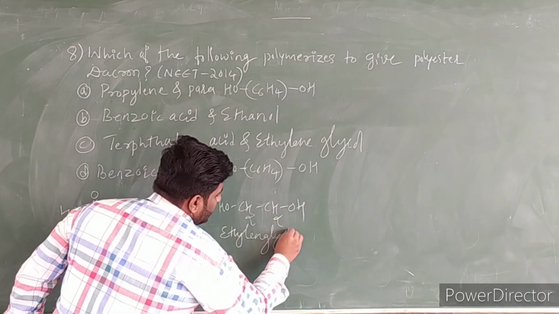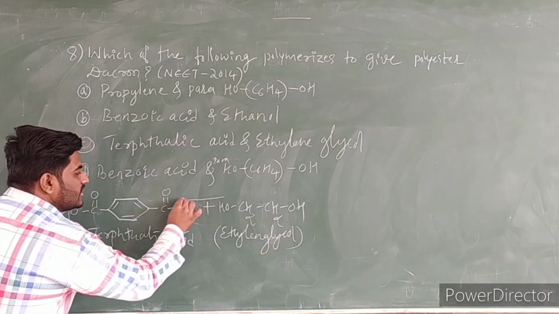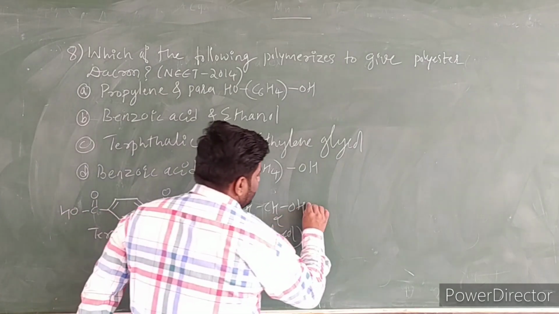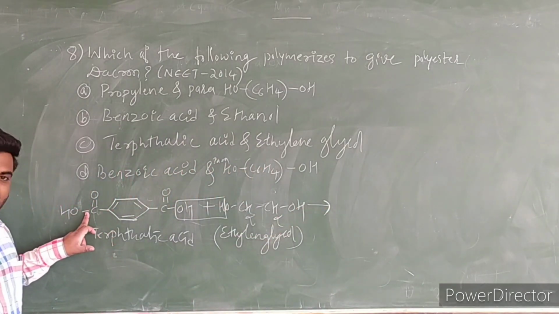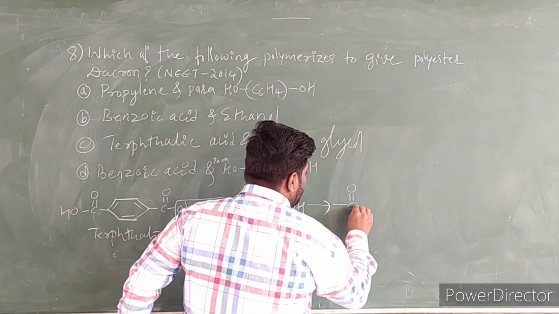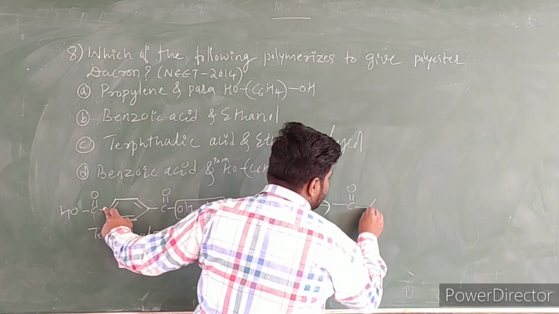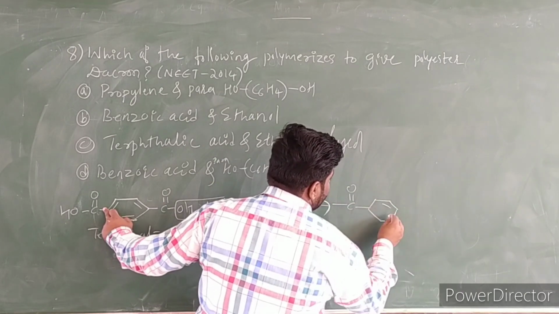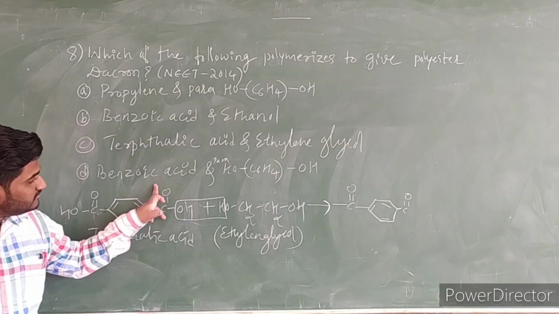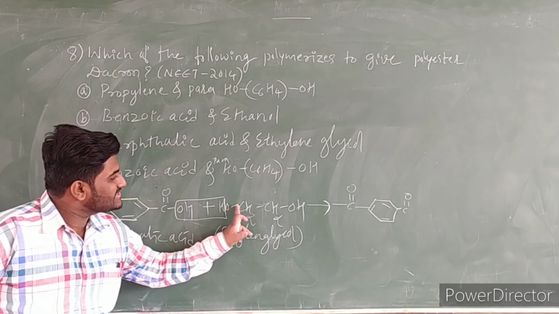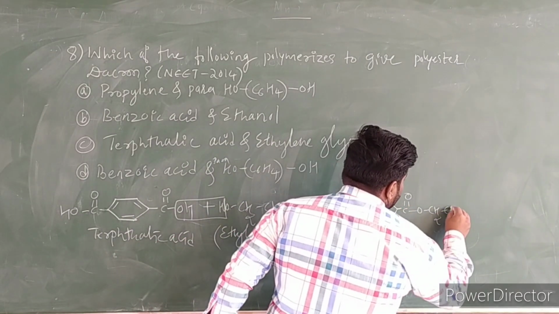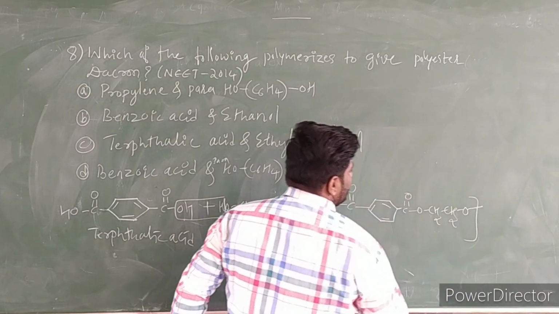See, guys, one of the H here, one of the OH here, is eliminated. What finally are you getting? Finally you are getting this entire thing. Again OH is eliminated. Finally you are getting C double bond O, with the benzene ring. Here C double bond O is attached to O, CH2, CH2, O.